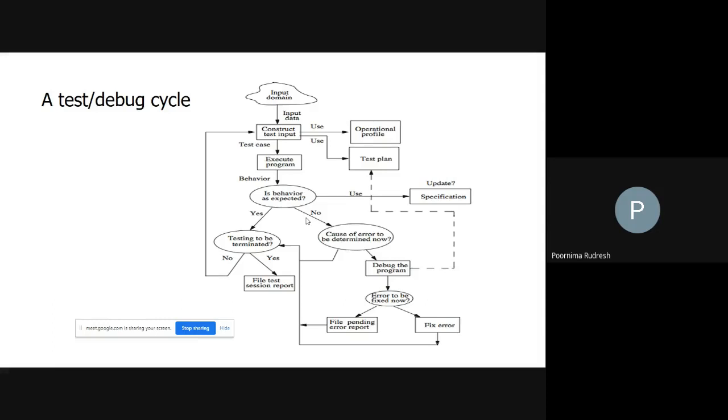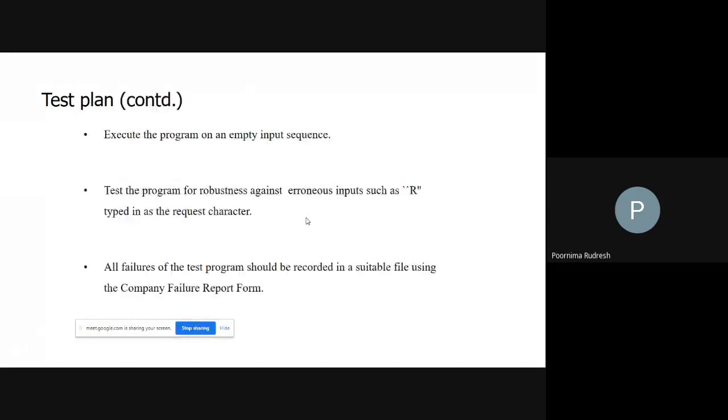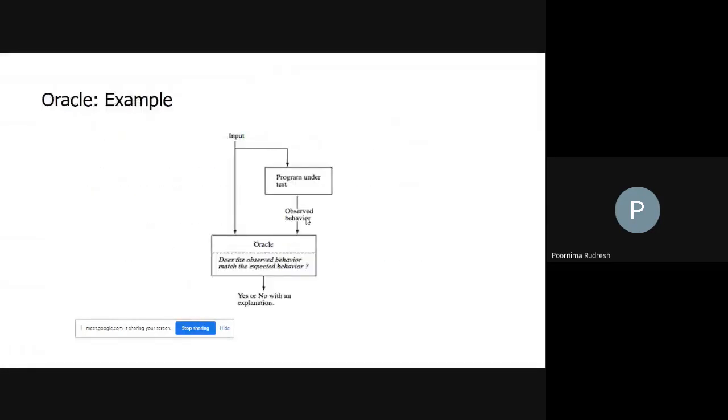Next, we'll see the relationship between the program under test and the oracle. This is the program under test and this is called the oracle. So what is oracle? Oracle is checking the correctness of the observed behavior. The program is executed by giving the input, the program gives the output, and the output is observed and analyzed, and that is called the oracle.